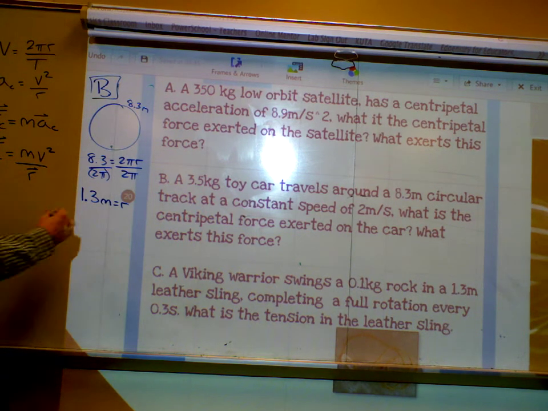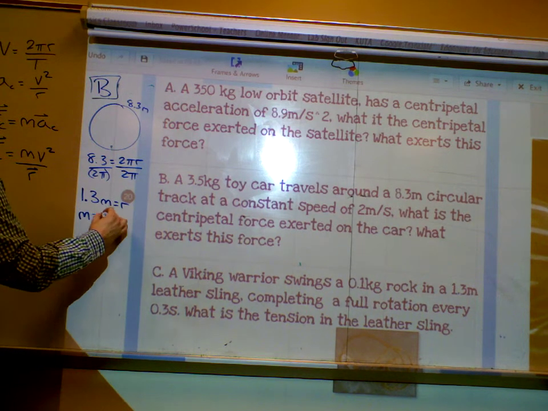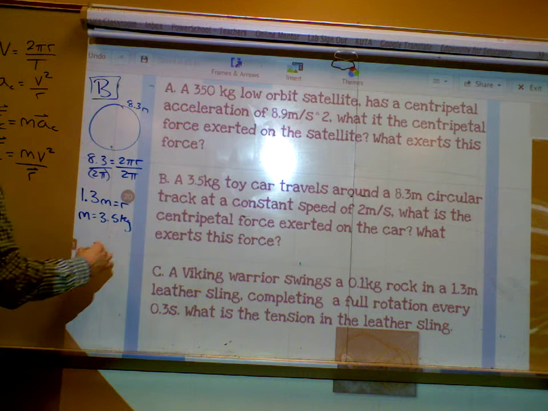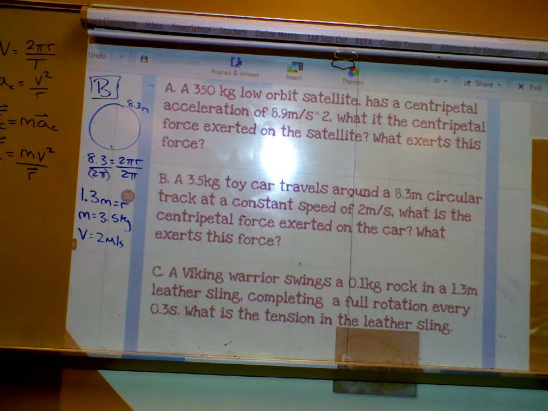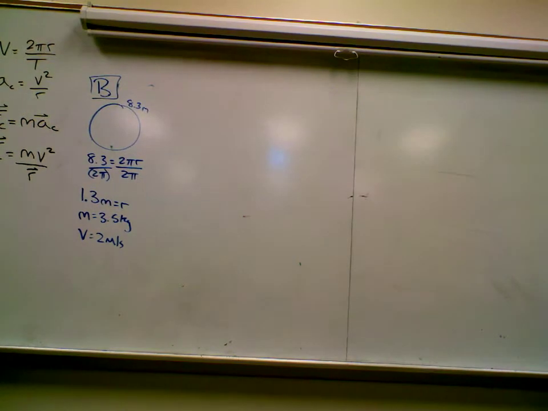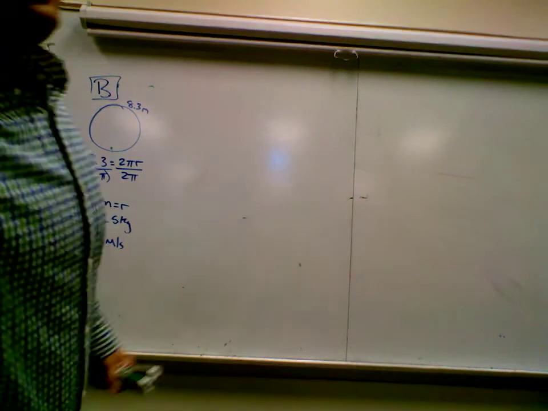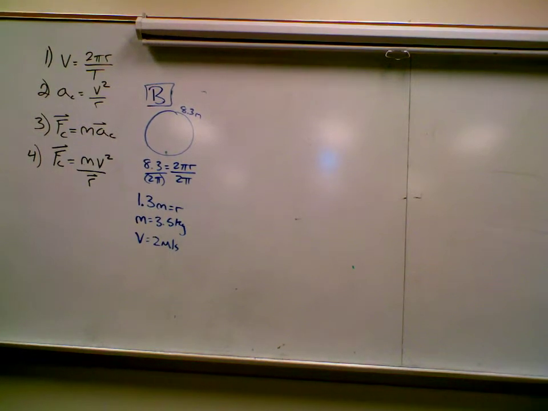What else do you know about this car? It's 3.5 kilograms and has a velocity of 2 meters per second. So which equation should we use to figure out the force exerted on the car? 4, 1, 2, 3, or 4? Why 4, Derek? We have mass, velocity, and radius.